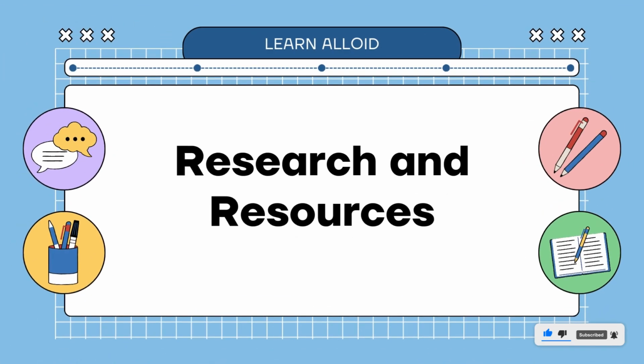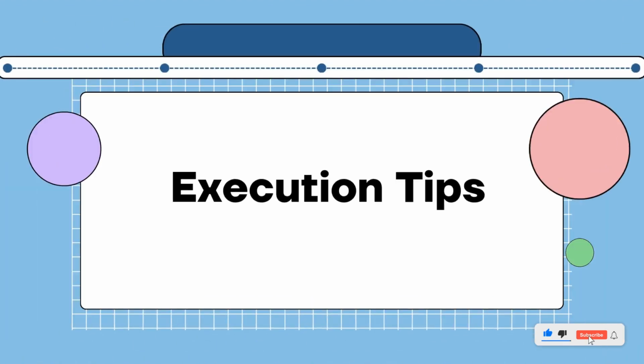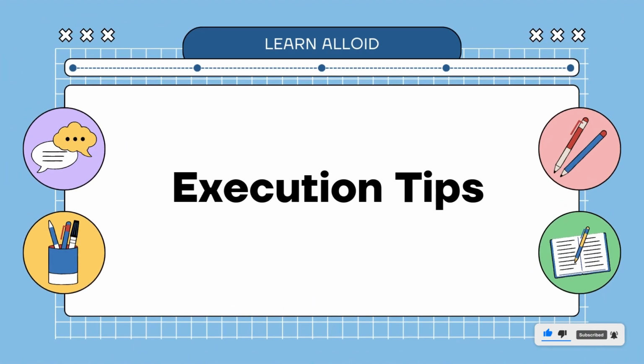Now, do your homework. Use resources like Google Scholar, IEEE Xplore, and GitHub to build a strong foundation. For coding help, don't forget to check out Learn Alloid, where you'll find tutorials and solutions to common programming challenges. Execution is all about starting small, testing frequently, and improving iteratively. For example, if you're building an IoT-based project, test the basic sensor integration before adding advanced features.